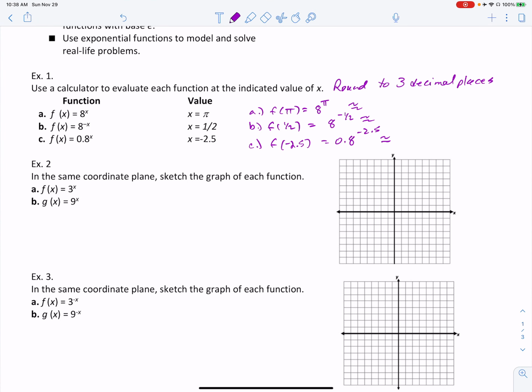So go back and put those into 3 decimal places: 687.291. 8 to the negative 1/2, 0.354. You need to do correct rounding on that. And same thing with part C, 1.747. So those are your answers.